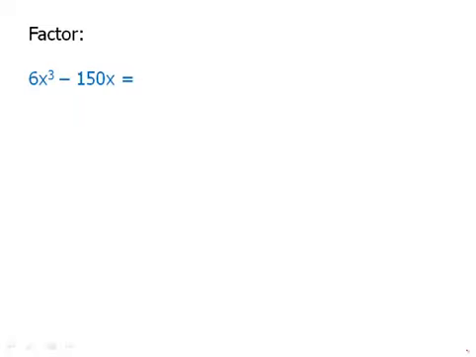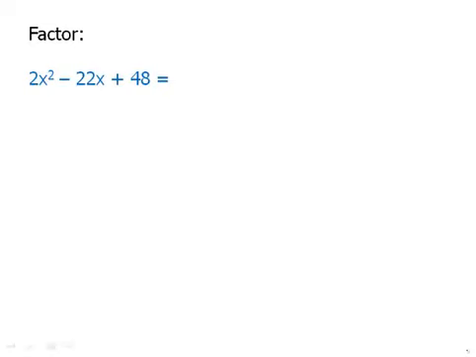Well, notice, first of all, we can use our old trick of factoring out a greatest common factor. Both coefficients are divisible by 6, and we can factor out an x as well. So we factor out a 6x, and we get x squared minus 25. Now that's a difference of two squares, so it factors to this, and this is the fully factored form.